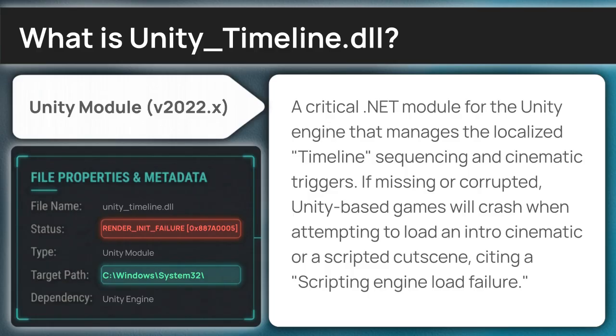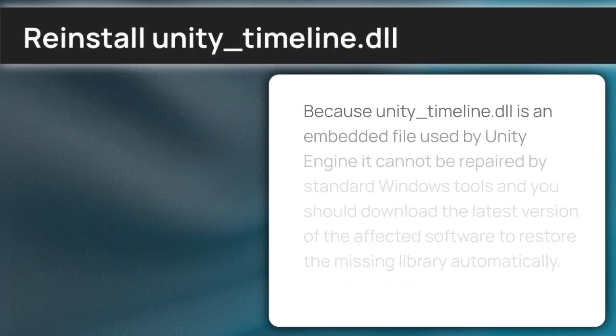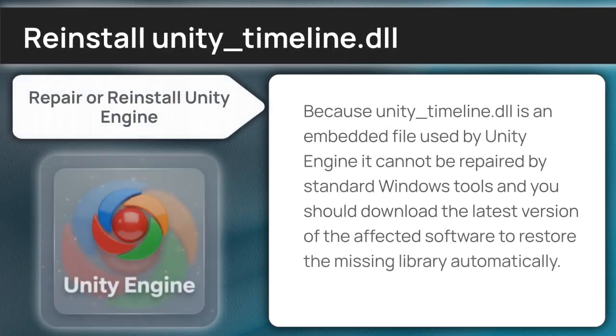Let's get to work. We'll start with the most common fix for this specific error. Because Unity Timeline Module DLL is an embedded file used by Unity Engine, it cannot be repaired by standard Windows tools, and you should download the latest version of the affected software to restore the missing library automatically.